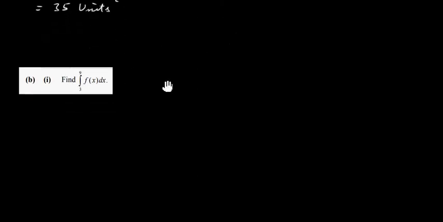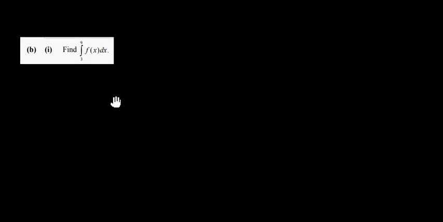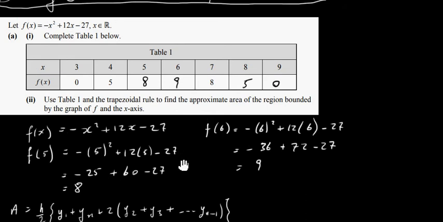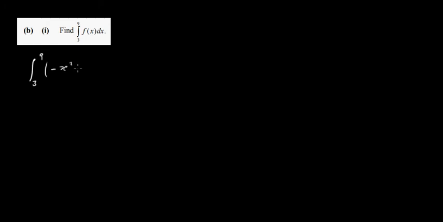So now what we're going to do is find the integral of f of x between 3 and 9. So in other words, we're going to find the area under the curve using integration. So we have the integral from 3 up to 9 of our function, which is minus x squared, what was it again, plus, I've forgotten now, let me see, our function was plus 12x minus 27. So we want to integrate that with respect to x.